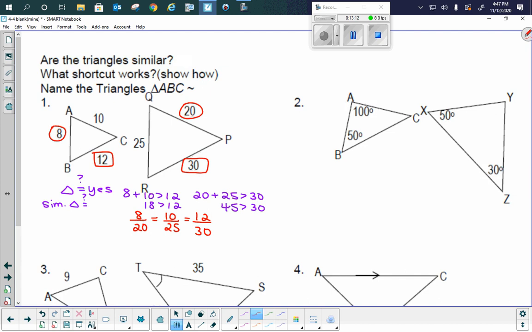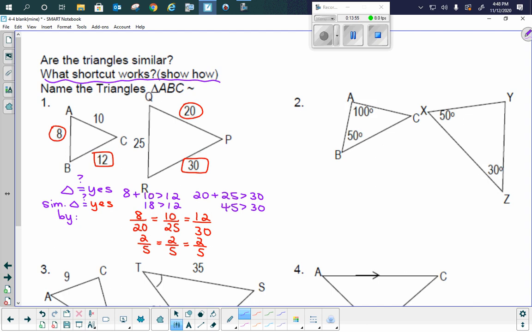Okay, you could reduce each of those, right? 8 over 20 reduces, if you're reducing by 4, to 2 over 5. 10 over 25, if you reduce by 5, would reduce to 2 over 5. And 12 over 30, if you reduce by 6, would reduce to 2 over 5. You need to verify that and make sure that you agree. Therefore, since those 3 sides are proportional, you're going to tell me, yes, these triangles are similar. You're going to tell me by, okay, so what shortcut works? That's what we're talking about here. And it does show how. Notice you already did that work in red.